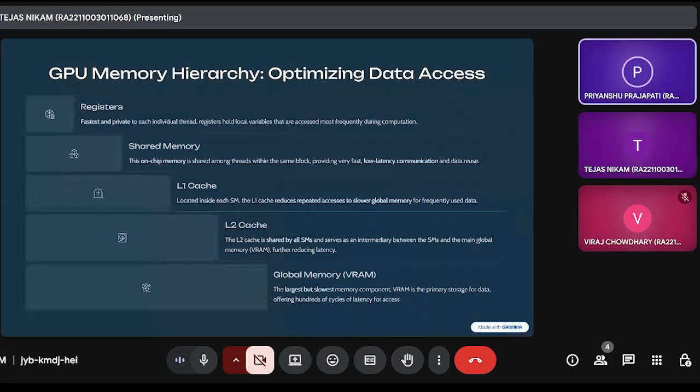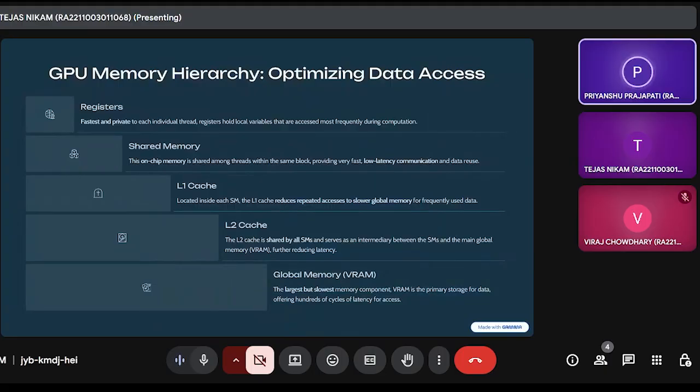So, this is the GPU memory hierarchy. The hierarchy of GPU hardware starts with the registers, which are the fastest and private to each individual thread. Registers hold local variables that are accessed most frequently during computation. The shared memory is on-chip memory, made by a collection of registers shared among threads within the same block, providing very fast, low latency communication and data reuse.